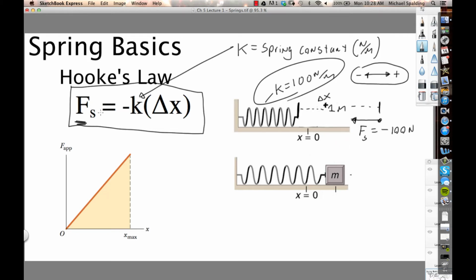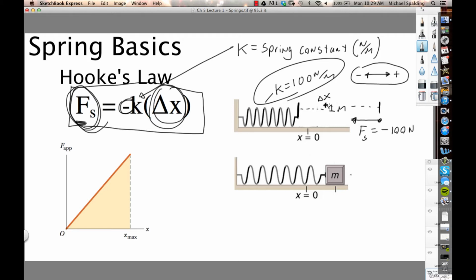So in this equation here, force of spring equals negative kx, all that negative is saying is that the force of the spring will always be opposite the delta x. If you pull a spring to the right, the force of the spring will be to the left. If you pull a spring to the left or push a spring to the left, the force will be to the right. Force is always opposite displacement. Does that make sense?